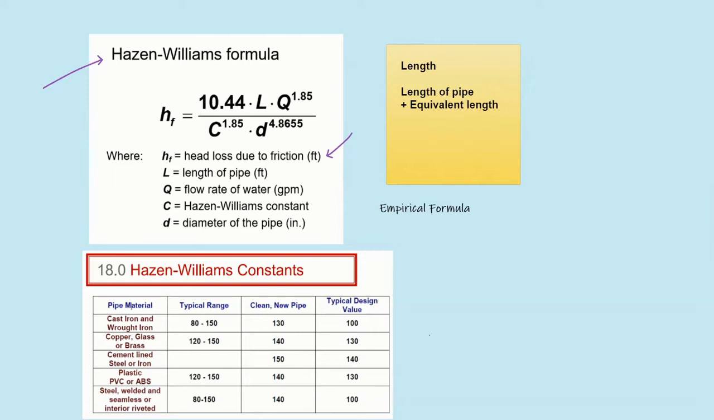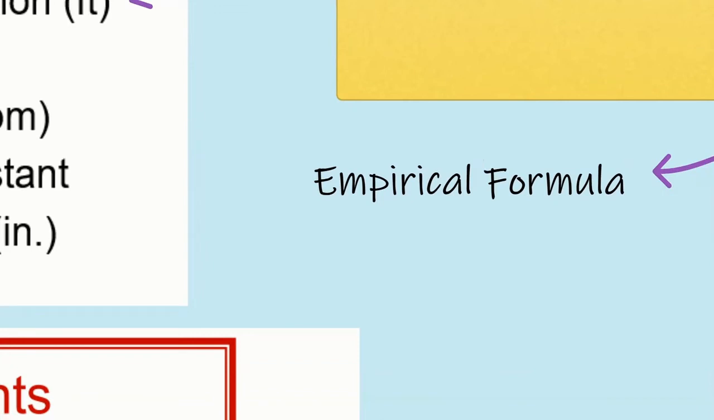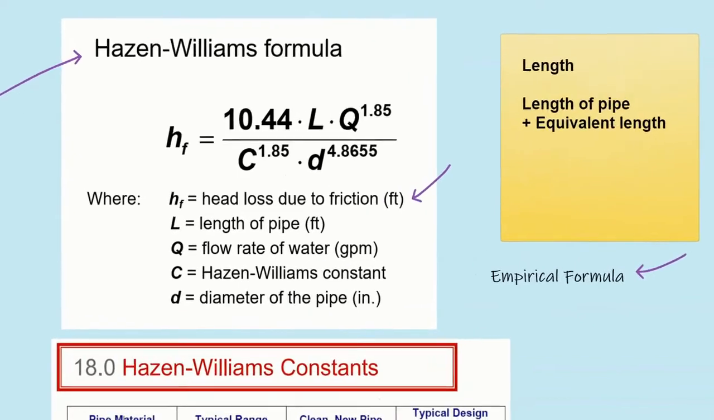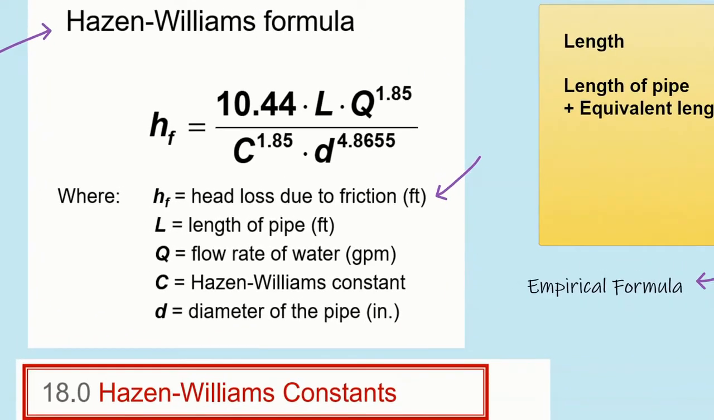Something I want to point out is that this is an empirical formula, which means that if you look at the dimensions of this formula, they will not cancel out to give you feet of water at the end. This is based on experimentation and graphs, and when you see a formula that has strange exponents like the 1.85 and the 4.865, or 4.8655, this is trying to do some curve fitting and linearization. That's what we're doing here to get this head loss due to friction.